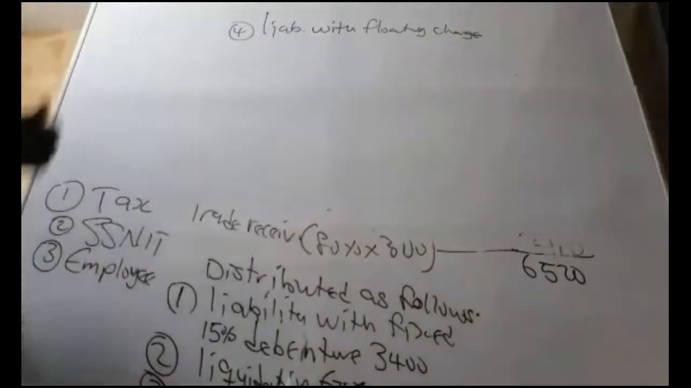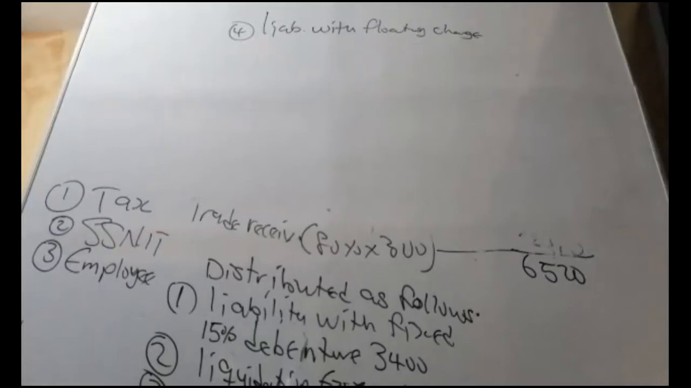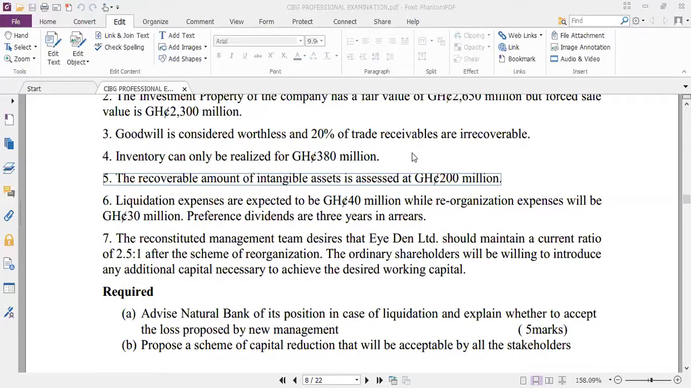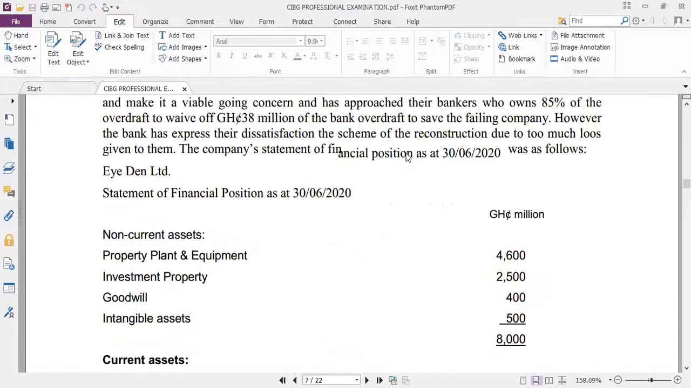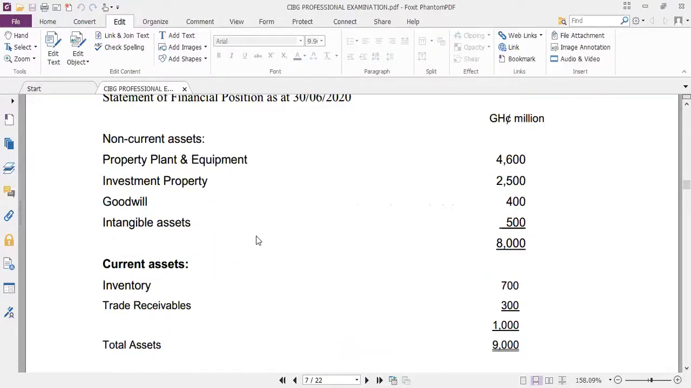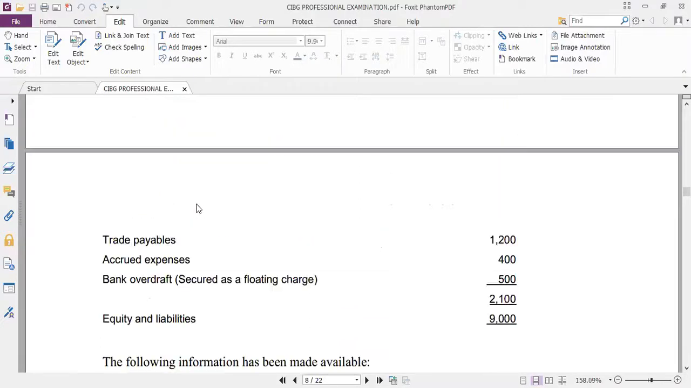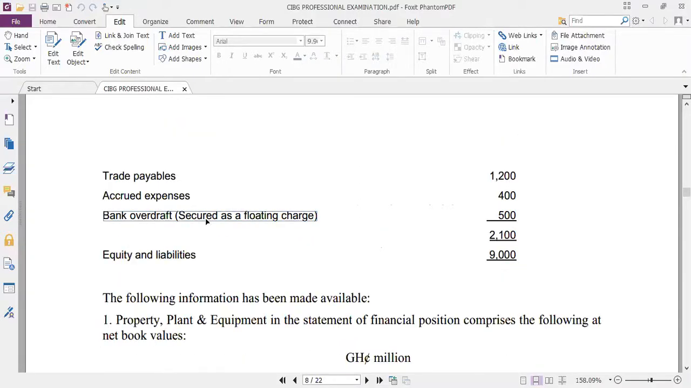Now scan through the question. That's the fourth. What type of liability? Liability with floating charge. So what are they? Go to the question. Check the financial position first before checking the footnote. In the financial position, go to the liability section. Bank overdraft secured as what? As a floating charge, which is 500.